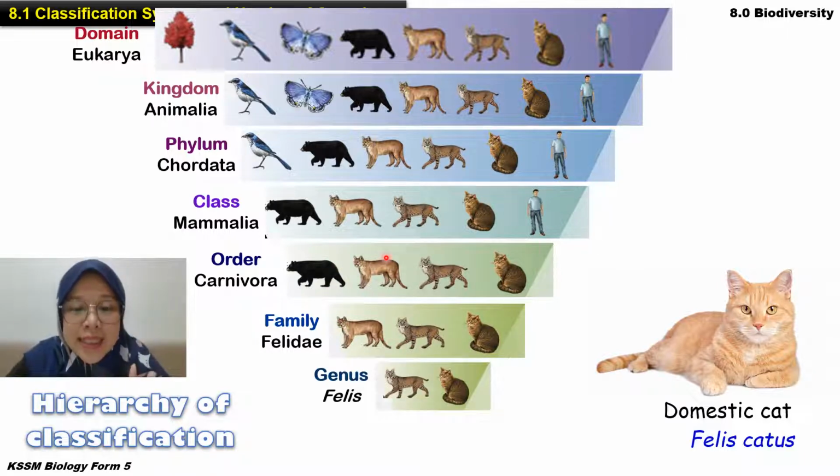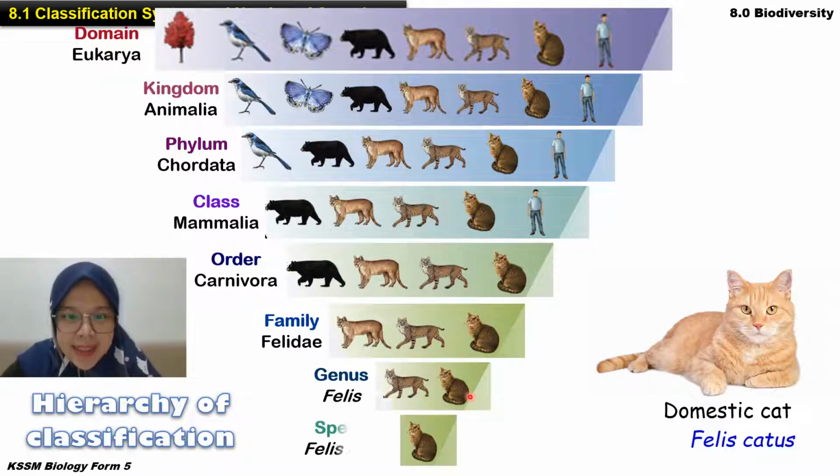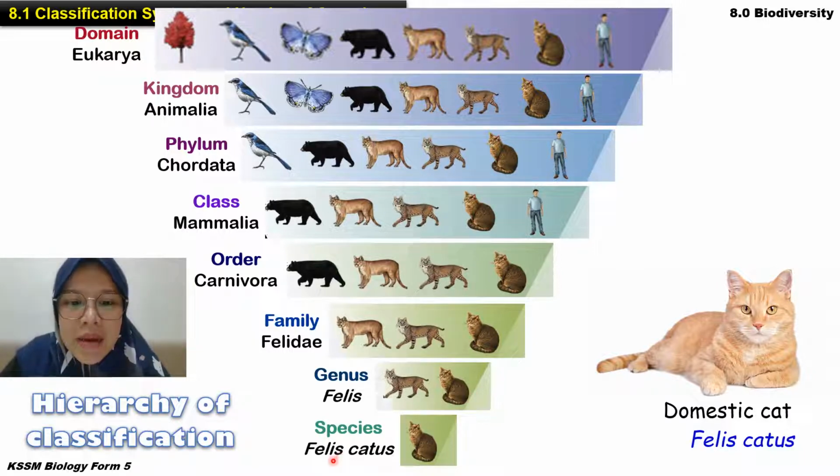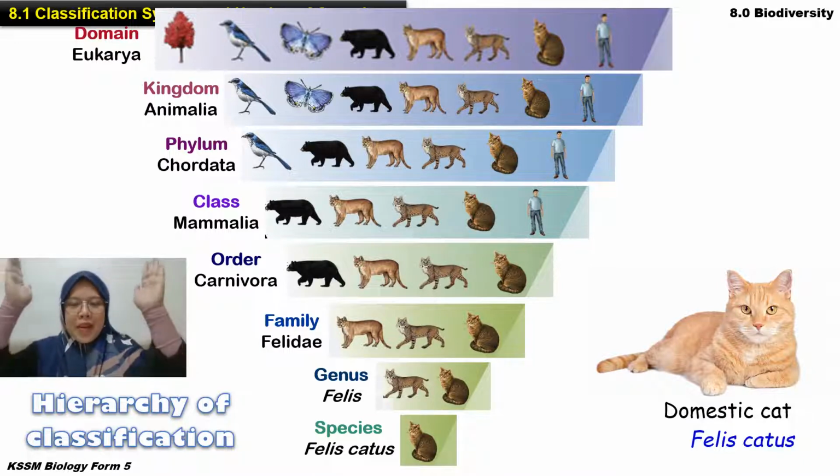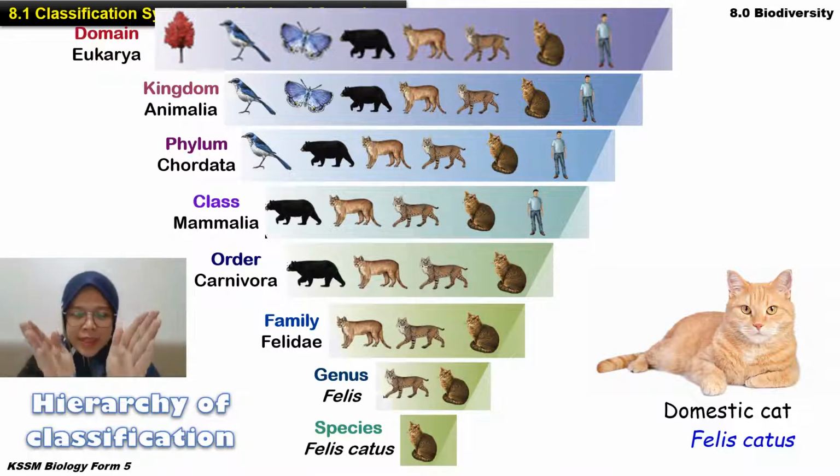And then genus, we just focus on the genus Felis. Felis is the genus for cats. So this one cannot, it is not. So the tiger and the cat are under the same genus which is Felis. But for the most specific, we only want to focus on catus, Felis catus. Meaning we focus on this cute cat. Do you see that from the domain downwards it gets more specific? So we get the name for the species which is Felis catus.